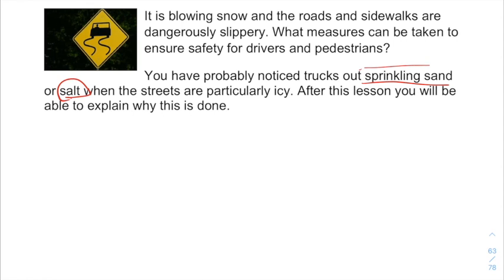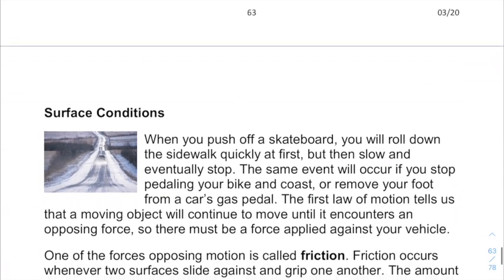But if we sprinkle sand on top, then the sand can become embedded in that ice, and it can increase the friction of the ground. So this sprinkled sand will increase the friction. This is the force that is going to stop motion in many cases. Essentially, any case where there are two surfaces in contact and there's motion between those surfaces, there is also going to be an effect of friction.